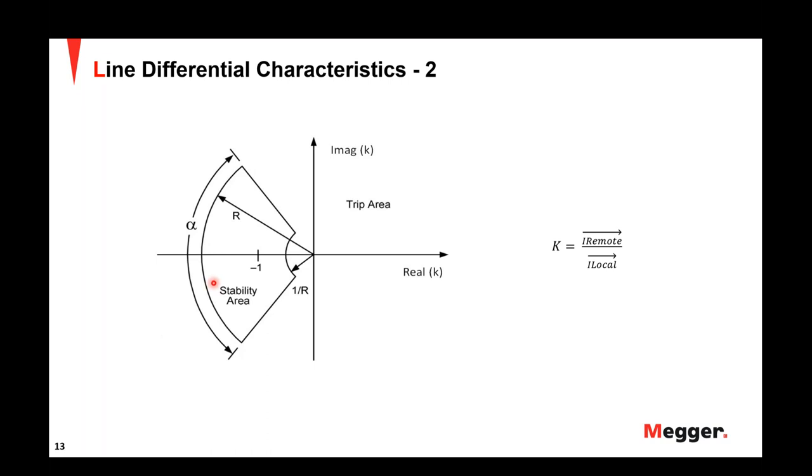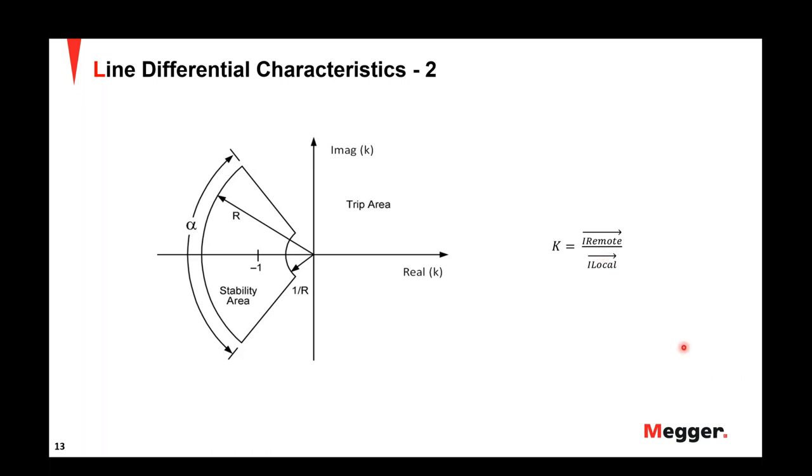This is another differential characteristic from another popular relay manufacturer, and this is known as the alpha plane characteristic. So you have the phase currents that are seen on the local relay and the remote relay. The ratio of these phase currents entering or leaving a transmission line is geometrically represented on this complex plane. And this is what constitutes the alpha plane characteristic. So you see here the real part of the K factor, the imaginary part of the K factor, and this is the complex plane. The K factor is defined by the local and remote currents, basically the ratio of those currents.